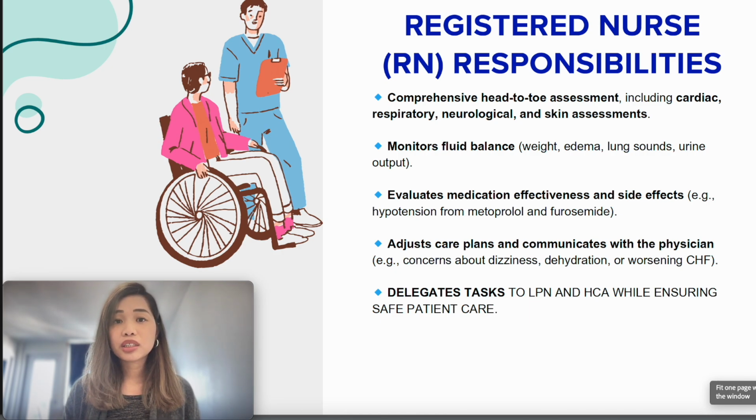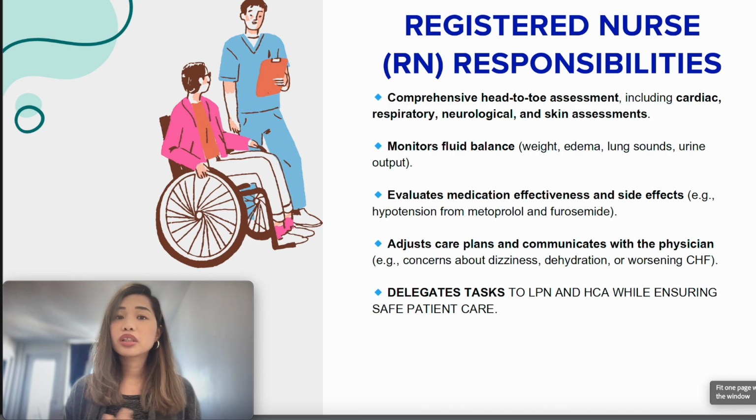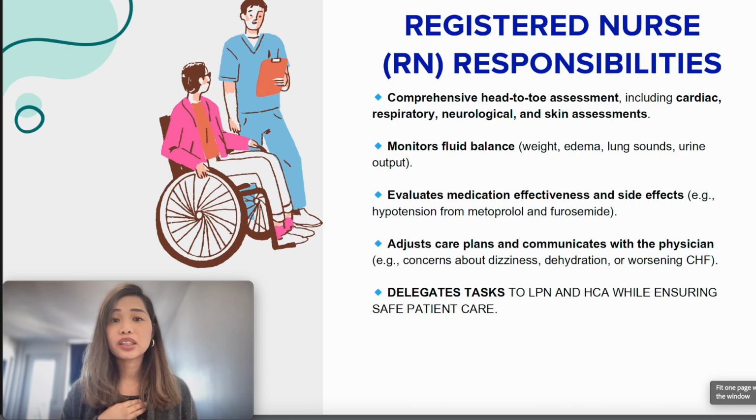Patient has edema as well, bilateral edema, so you need to do some assessment on that. You need to do a respiratory assessment, so listen to the patient's lung sounds. Listen if there's any fluids, right? The patient has CHF. If there's any crackles, then that means there is fluid in the patient's lungs.